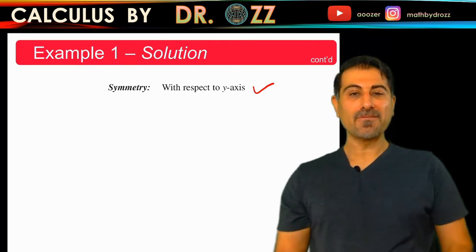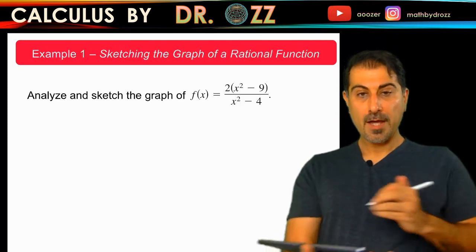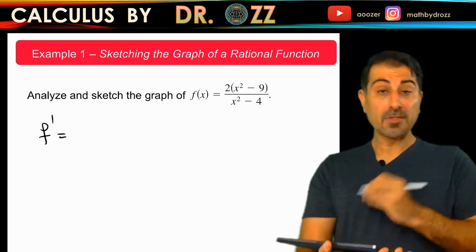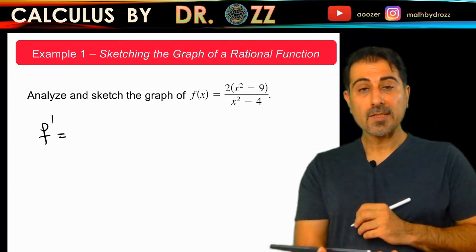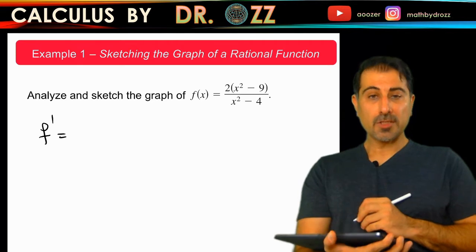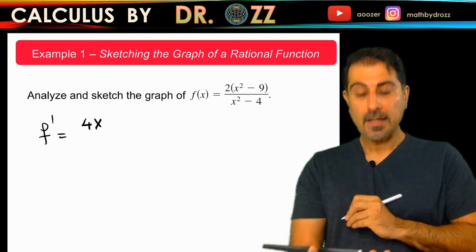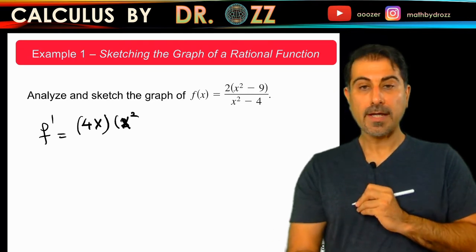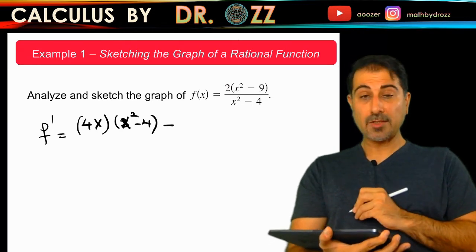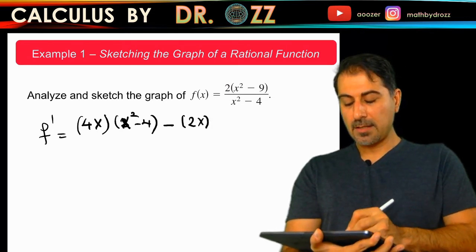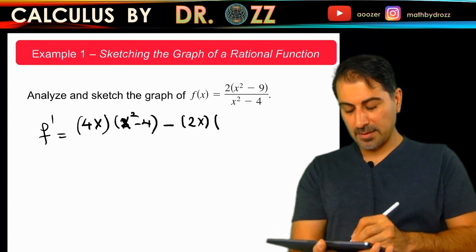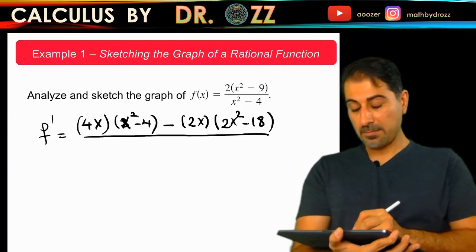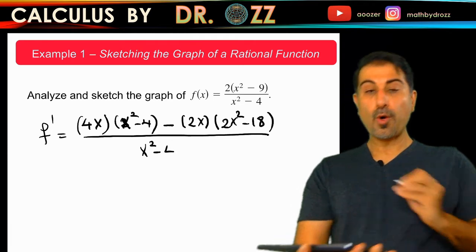Next, let's check the first derivative of the function. Here we go. So we're looking at f prime, which essentially means that we're going to use the quotient rule because we have a quotient. So the quotient rule goes like this. We take the derivative of the top, which is just 4x, and we multiply it by the bottom. Okay. And minus, we take the derivative of the bottom, which is 2x, and multiply it by the top. Let's simplify the top. It's 2x squared minus 18. And we divide it by the square of the bottom, which is x squared minus 4 quantity squared.